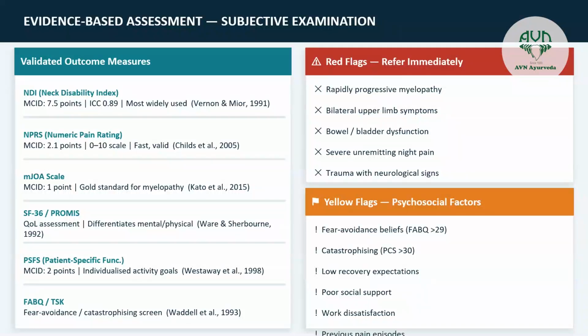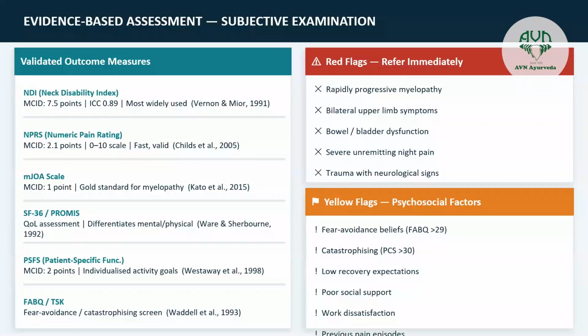SF-36 is a quality of life assessment scale which contains a questionnaire to get the quality of life of the patient, so that we can work on the other parameters to get them better well-being. The Patient Specific Functional Scale is to analyze the activity goal, which can be interpreted along with your Neck Disability Index, so that they can be compared together to get a better outcome as well.